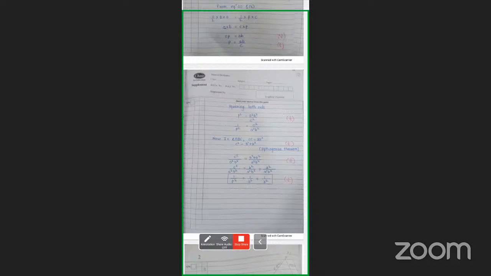What is the second question? Construct triangle PYQ such that PY is equal to 6.3 centimeter, YQ is equal to 7.2 centimeter, PQ is equal to 5.8 centimeter. If YZ upon YQ is 6 upon 5, then construct triangle XYZ similar to PYQ. Just focus on that question.